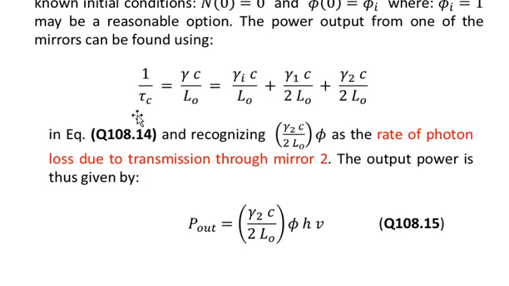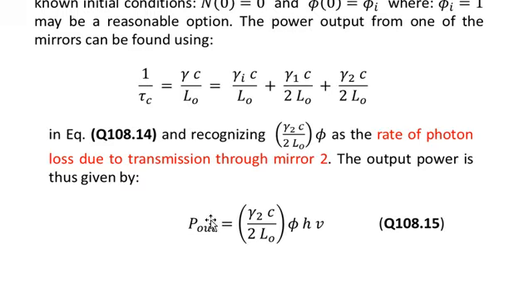So we can introduce 1 over tau c in equation number 14. And there we can recognize this term, gamma 2 multiplied by c divided by 2 L naught, and this parenthesis times phi as the rate of photon loss due to transmission through mirror 2. Because gamma 2 corresponds to the logarithmic loss through mirror 2, and this will give you the rate of photon loss due to the transmission through mirror 2. And if you want to calculate the output power, you need to multiply this rate with the photon energy.